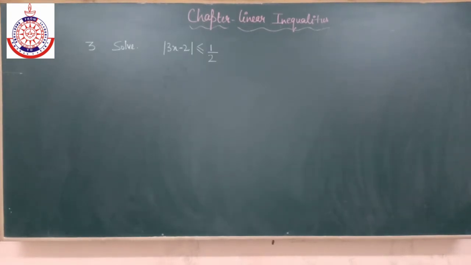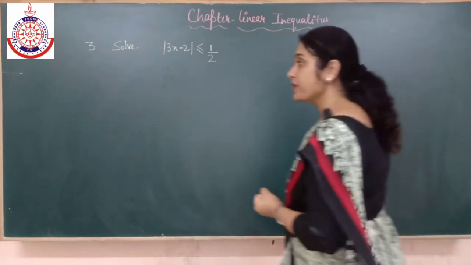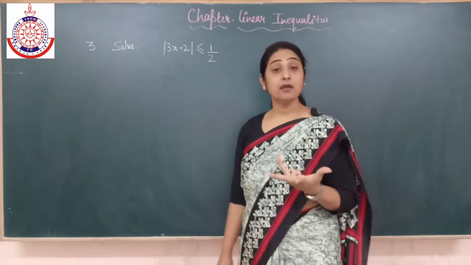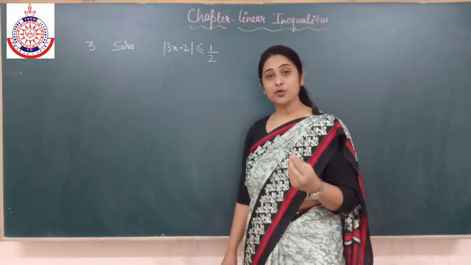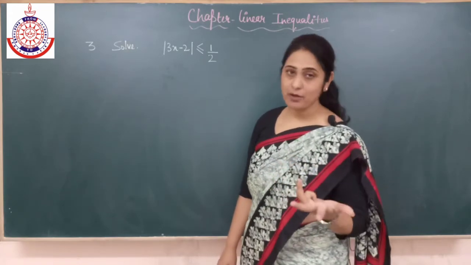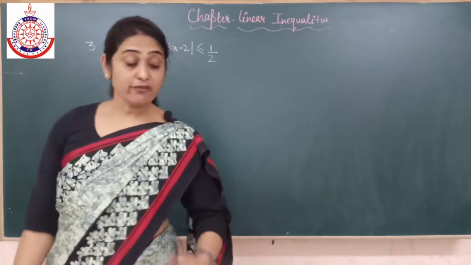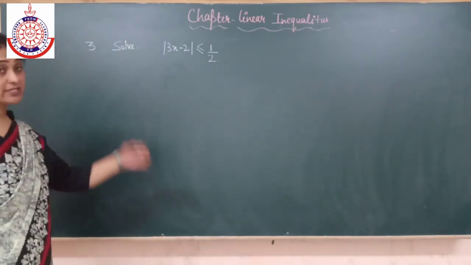Let's pick up the next example. Modulus of 3x minus 2 less than or equal to 1 by 2. So you can do it directly by rule 3. But that is, as I told you, something you can directly apply when you have 1 mark questions. But when it comes to solving, you have to solve it with the proper rules, with the proper steps.